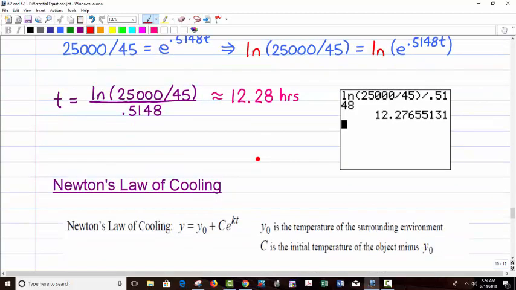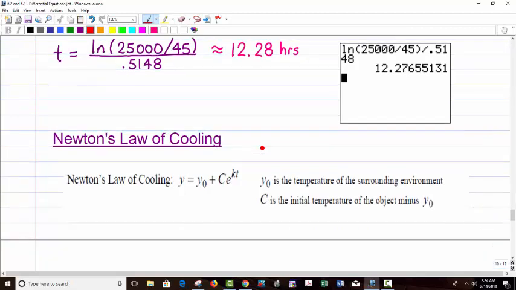Newton's law of cooling. I'm not going to go into actually deriving this formula like I did for the initial growth and decay, but we'll just start with it as is. So let's take a look at this. Newton's law of cooling essentially applies when you take an object, a heated object or whatever, and you introduce it into an environment at a lower temperature. Then you want to calculate how long it would take to cool down to a specific temperature.